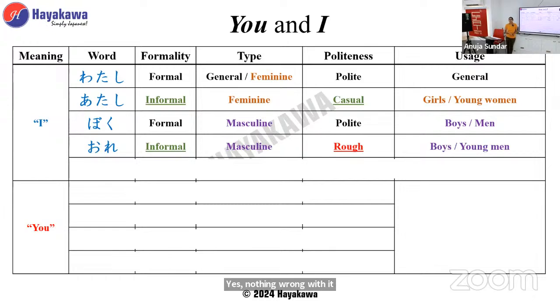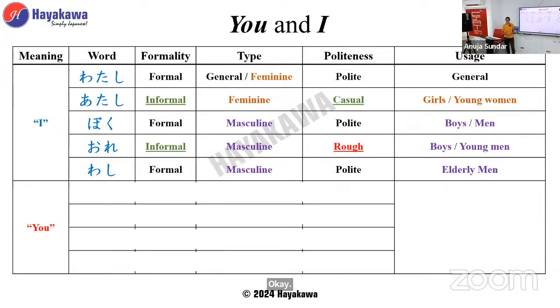Ore. Yeah. Ore is rough, right? It's very masculine, it's very rough. You don't use it in formal situations. Mostly boys and young men use it. And washi. It's like a watered down version of watashi, right? And it's used by very old people because it's easier to pronounce. You don't have to make that extra sound. Sometimes old people use this.